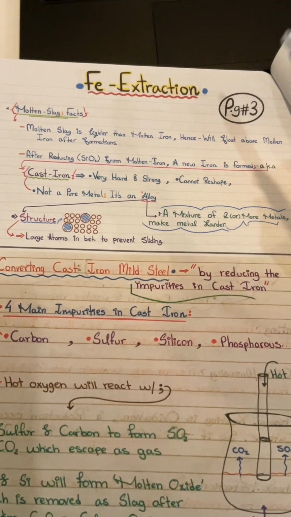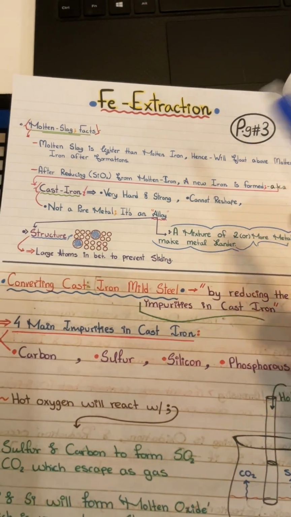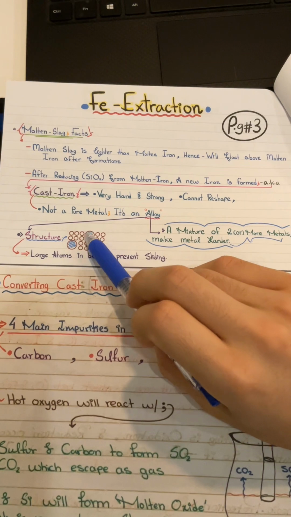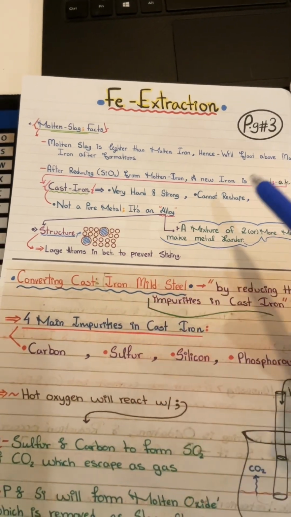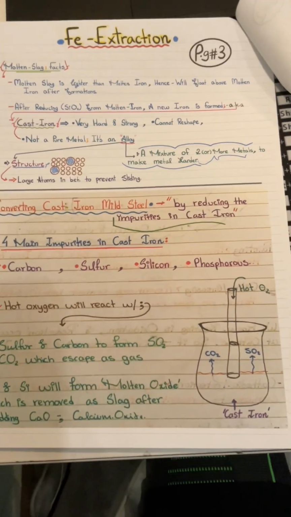An alloy is a mixture of two or more metals that makes the metal harder. The structure of an alloy is as provided here: small particles and then big particles in between to prevent sliding. Okay, how do we convert this cast iron into mild steel?